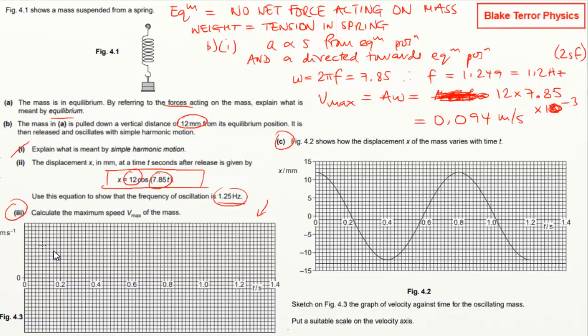This blank graph down here is for what we have to use in C. So this is giving us displacement against time, and they want us to draw velocity against time with a suitable scale on the velocity axis. Right, so we've got a phase shift going on here. We know what our v max is, this 0.094. So that's going to give us a sensible plus and minus on these. So let's go between 0.1 and minus 0.1 on those.